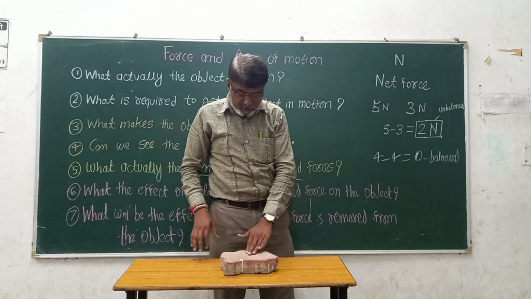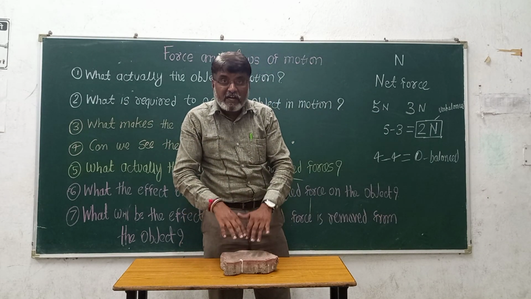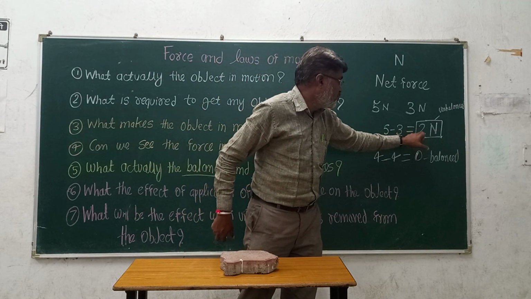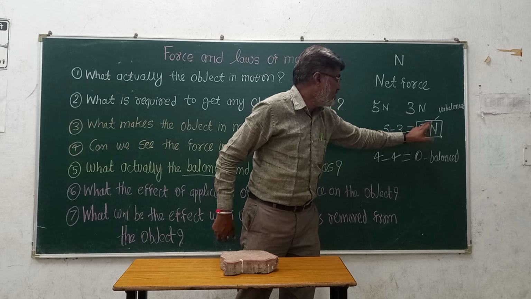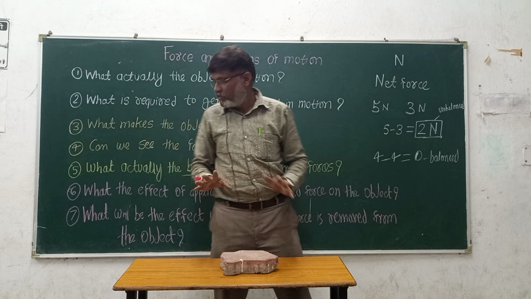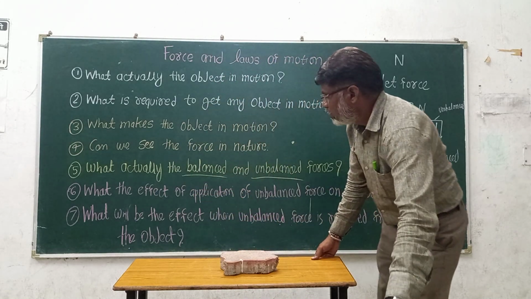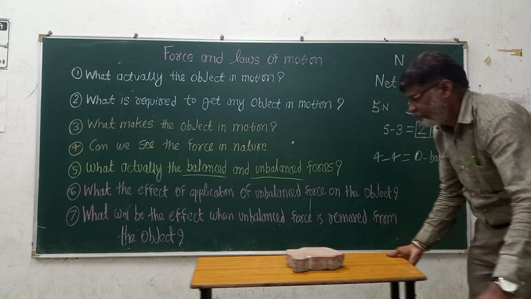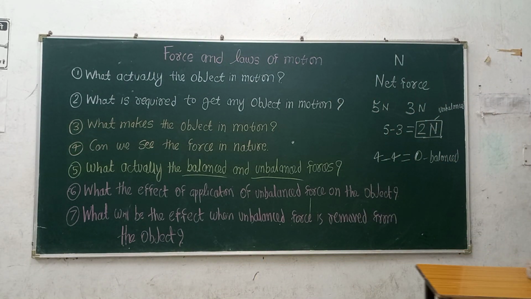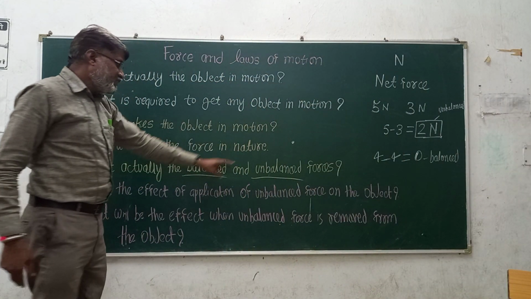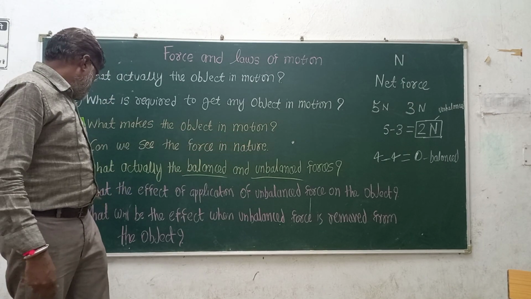So how do we calculate the net force present in this object? 5 minus 3 is equal to 2. 2N is the net force present in this object. All of you got it? The difference between balanced and unbalanced force, all of you got it? See here, balanced and unbalanced force you have cleared.